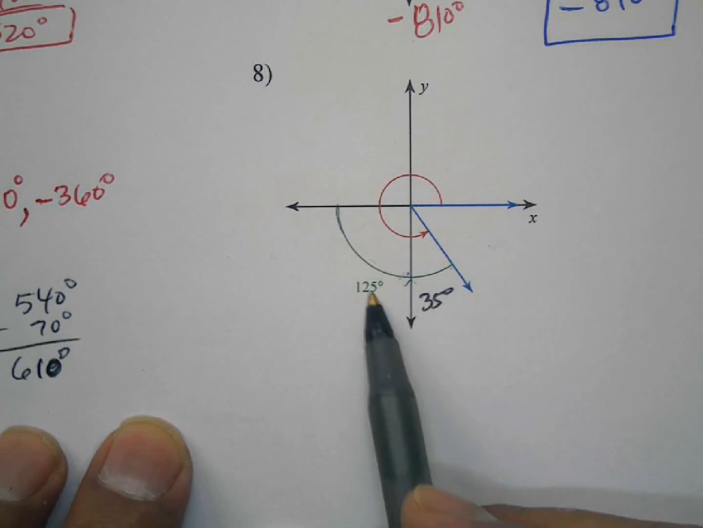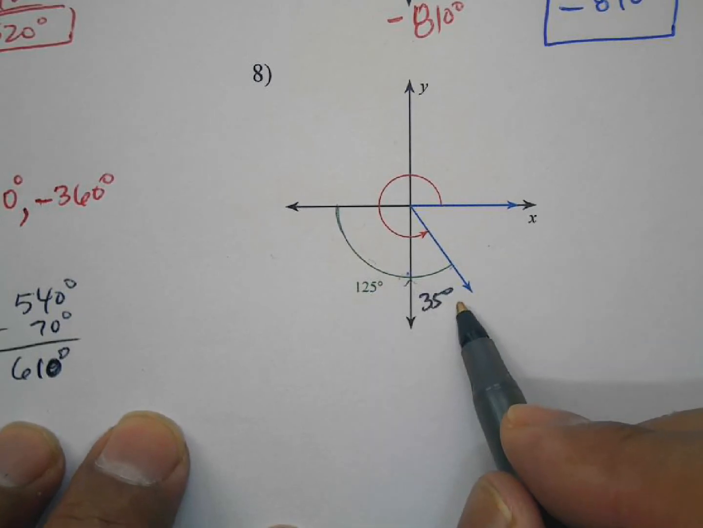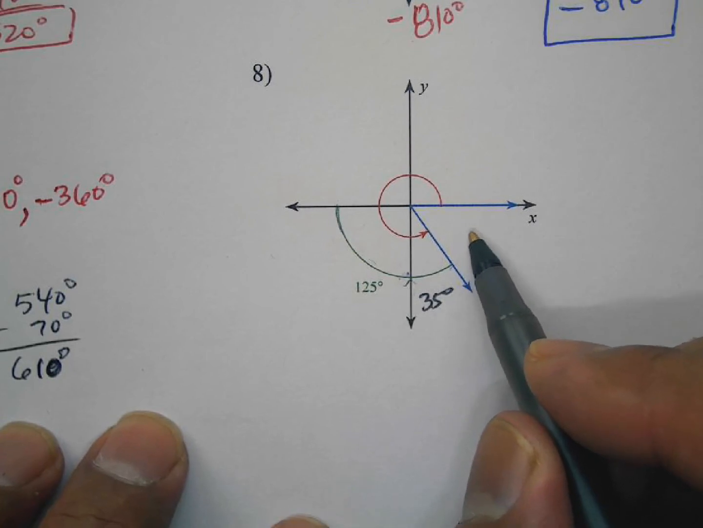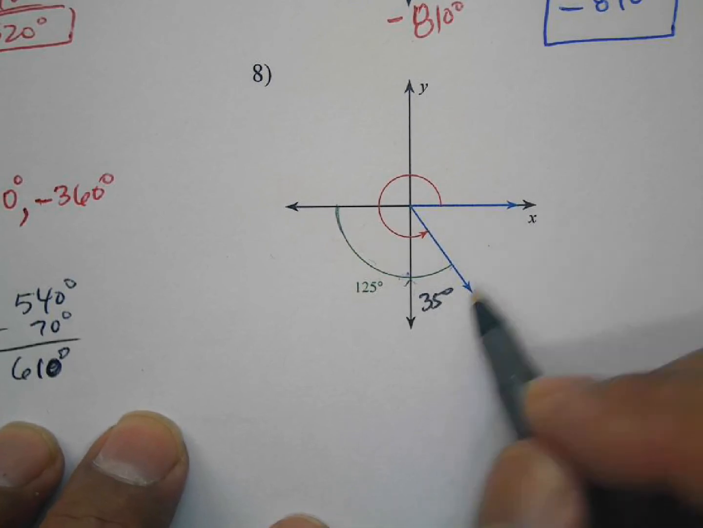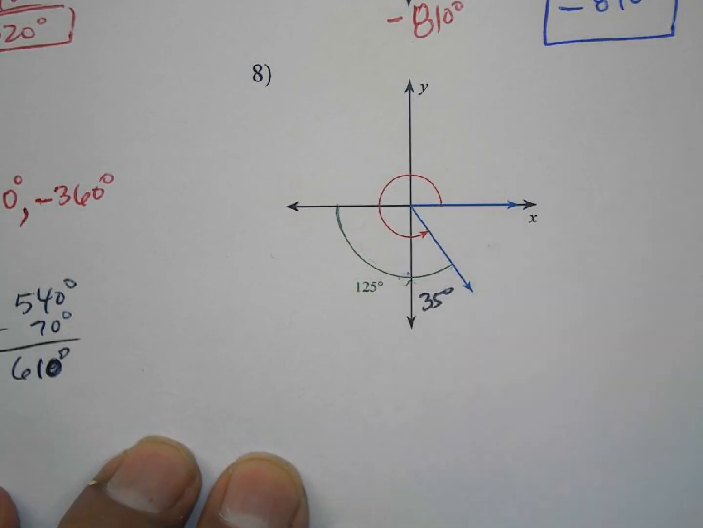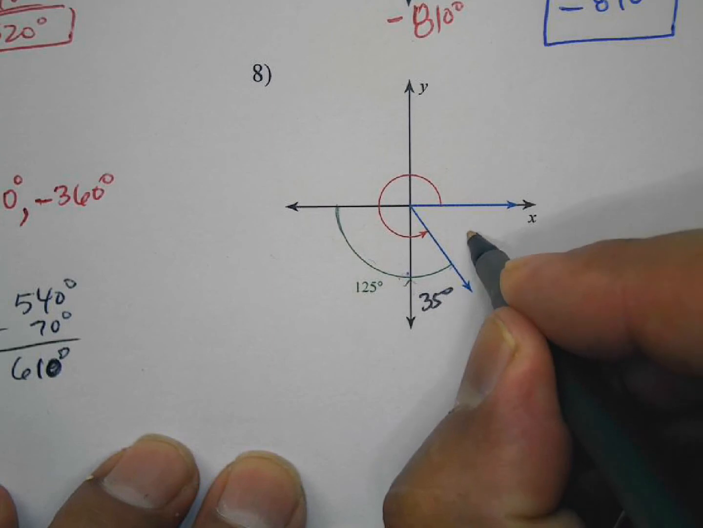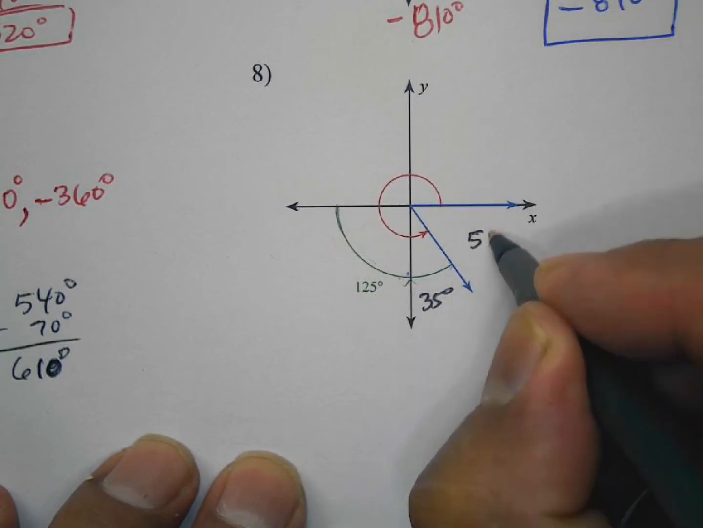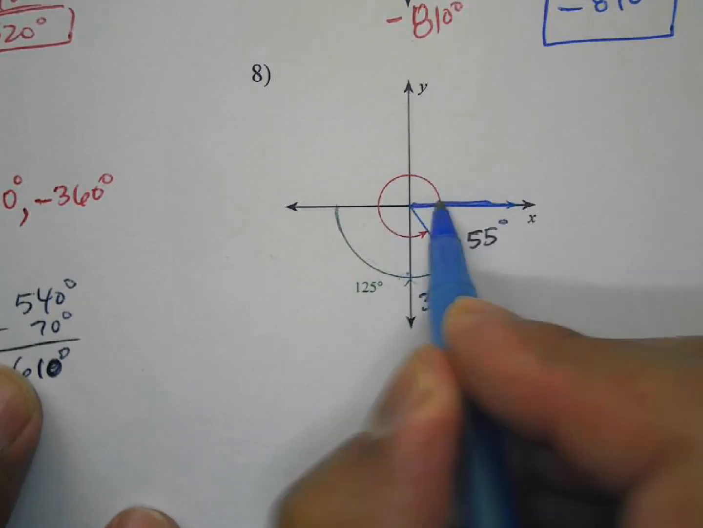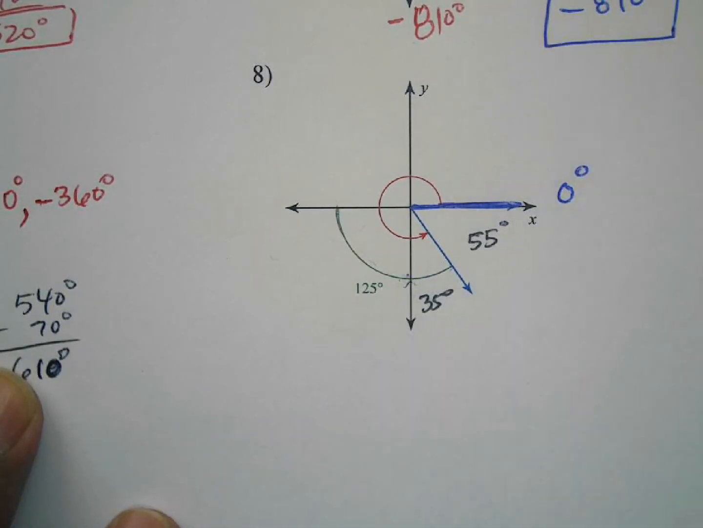That's what I needed. Forget about this. This is 35. Again, always find this one just in case. Sometimes you'll use it, sometimes you won't, but you'll use it on the next part of the assignment. This will be what, 55, right? Because these two have to add up to 90. Okay. Let's see where this angle starts. Well, they always start here, the initial side, that's 0 degrees.